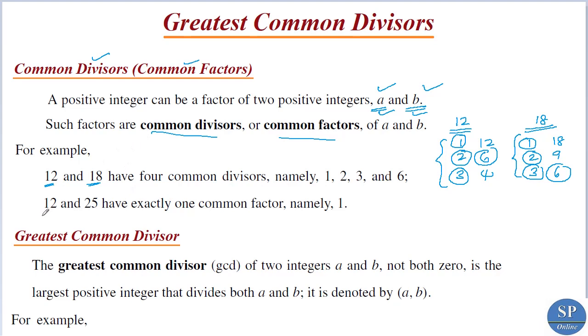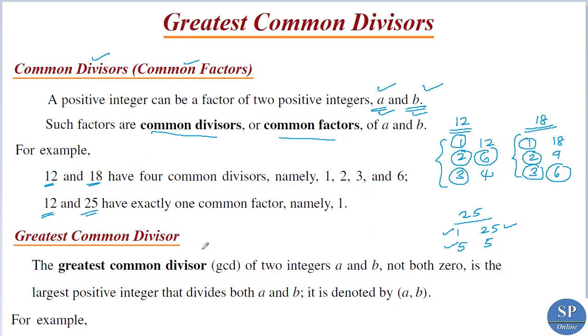Now what about 12 and 25? We know the factors of 12 are 1, 2, 3, 4, 6, 12. Now what about the factors of 25? 1 times 25, then 5 times 5. So 1, 5 and 25 are the factors of 25. So the common factors of 12 and 25 are what? 1 only. So 1 is the only common factor of 12 and 25. Clear? So that is the common factor.